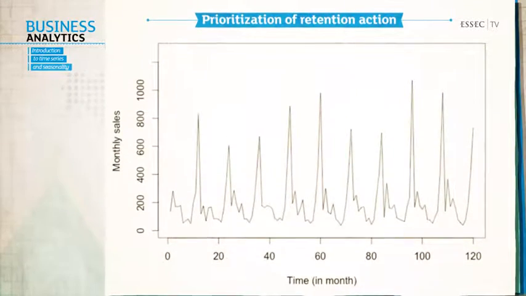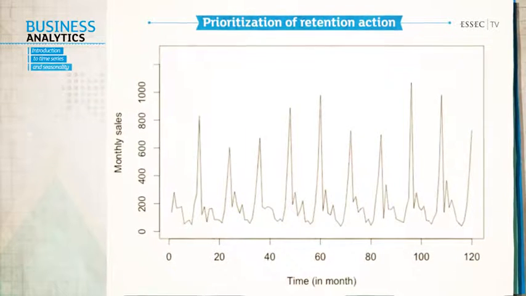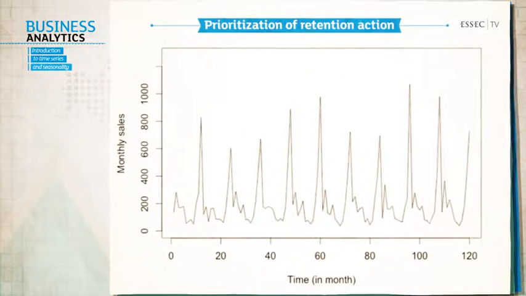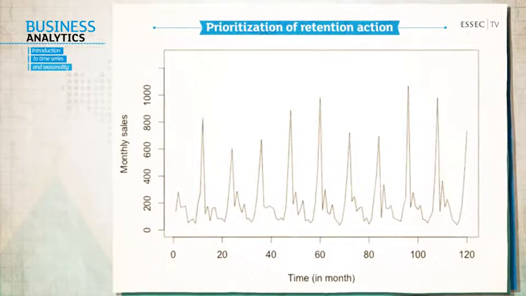The problem is that the sales of chocolate bars typically vary over time. You have certain periods where customers buy less, and others when they buy more. Let's look at those sales over time. We see that we have peaks and valleys. The sales can go up to 1,000 units in one month and go very low during another one.